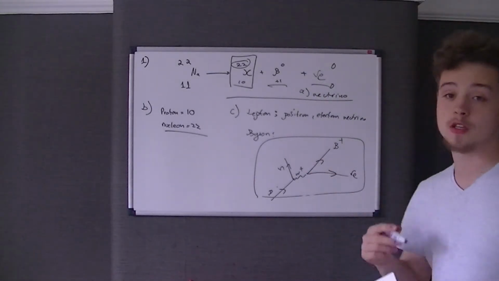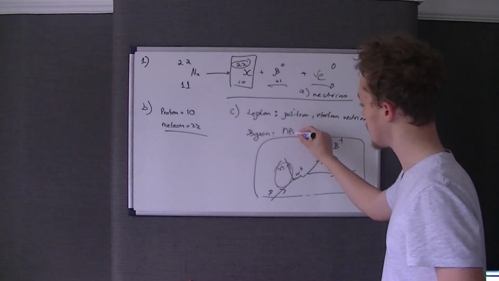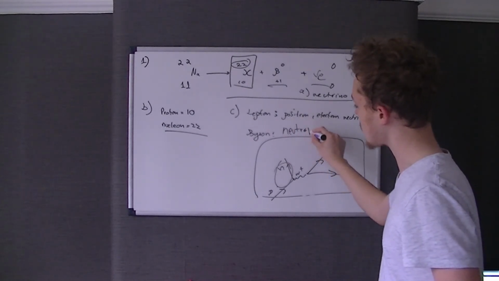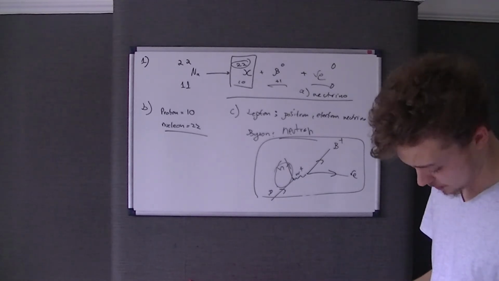Because the proton's turned into the neutron, this neutron has been formed. So the baryon is the neutron. I do apologise, I've kind of confused myself there.